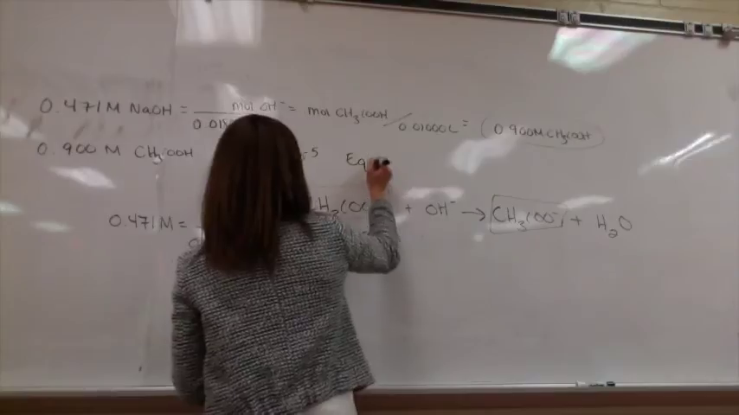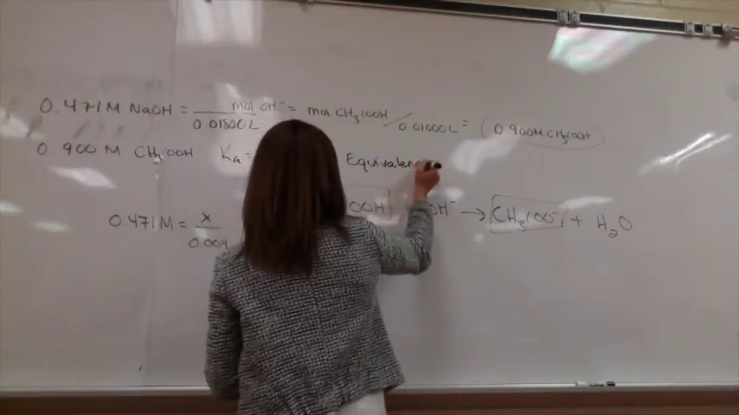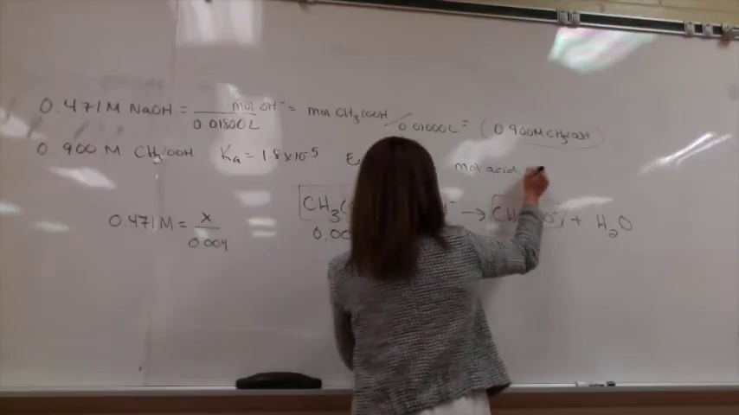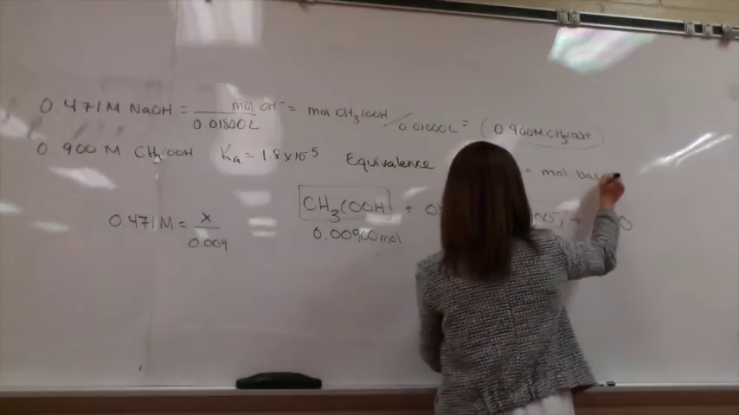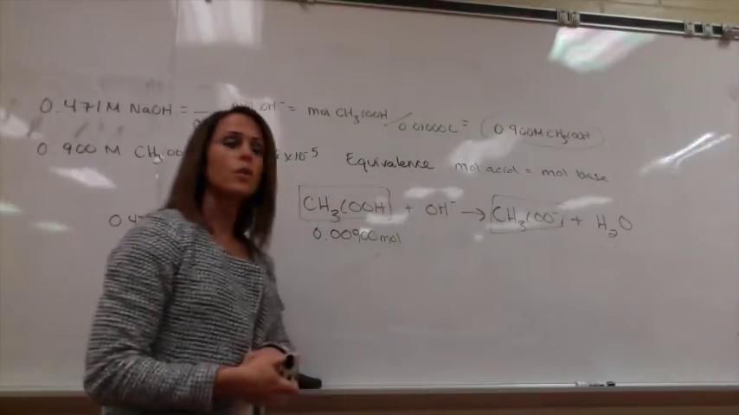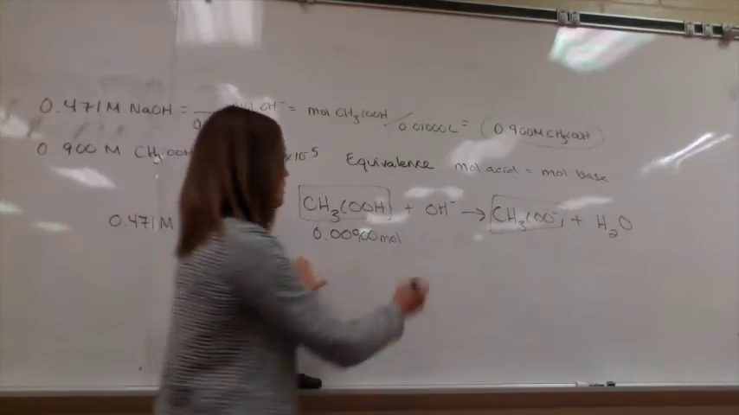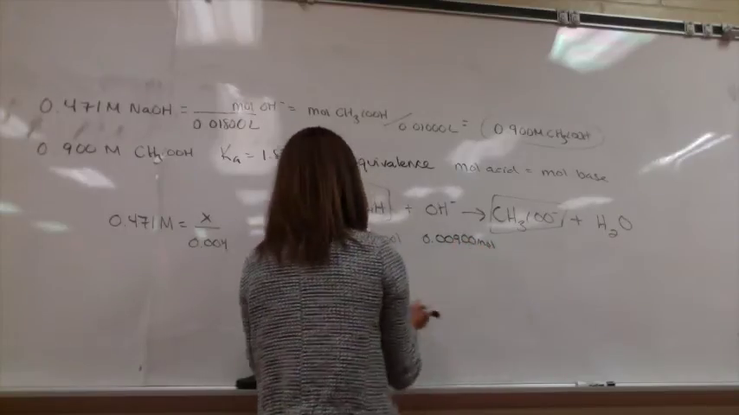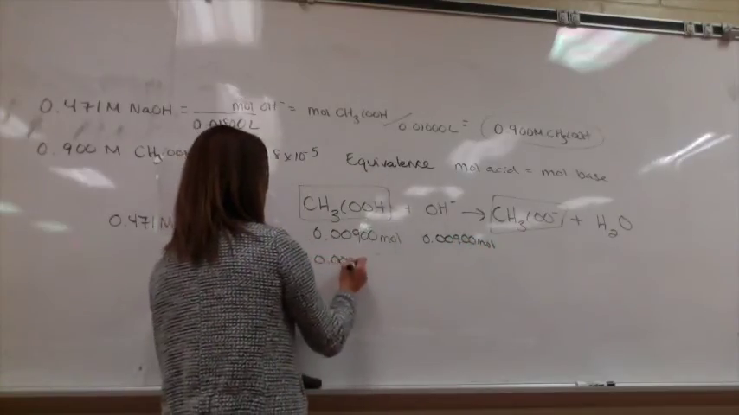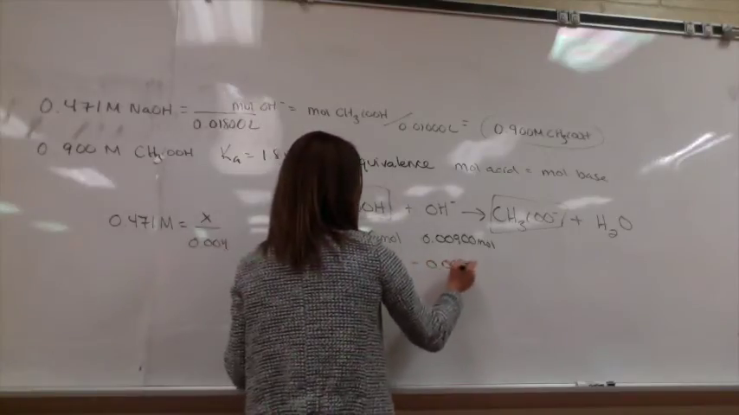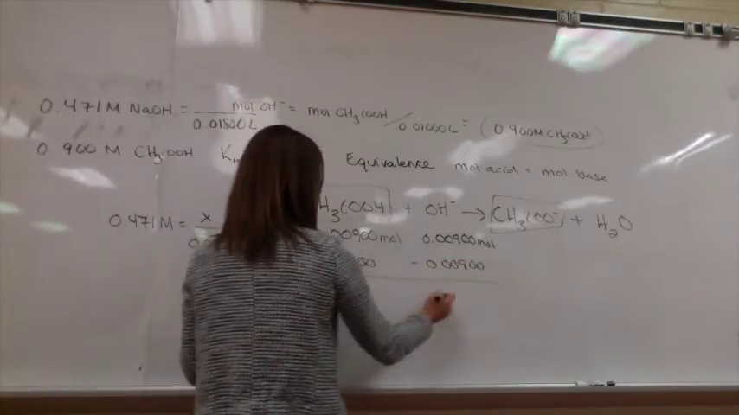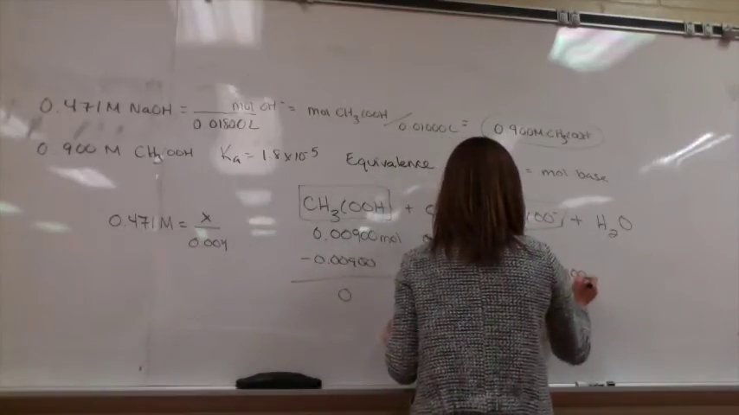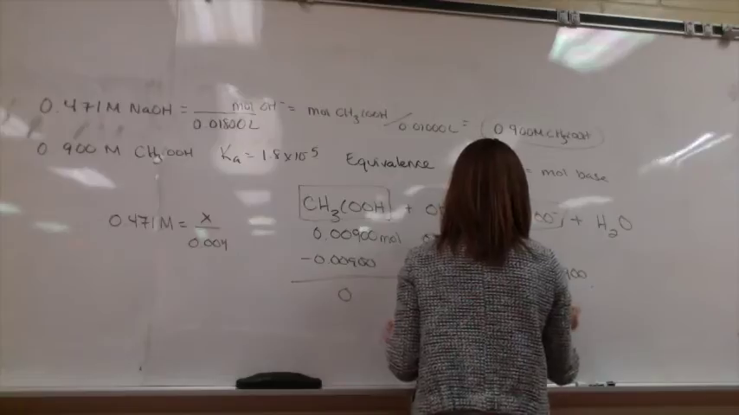So at equivalence, our moles of acid are equal to our moles of base. Everybody agree? So if these are my initial moles of acid, then I'm essentially putting in the exact same number of moles of base. This will be different for all of you. When you subtract those all out, we end up with 0 moles on both sides. But then we end up with 0.009 moles of our conjugate base.